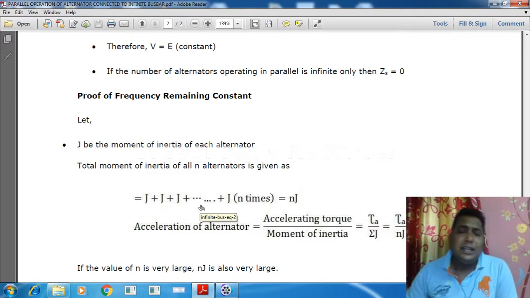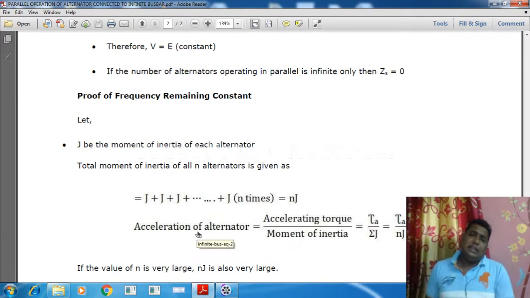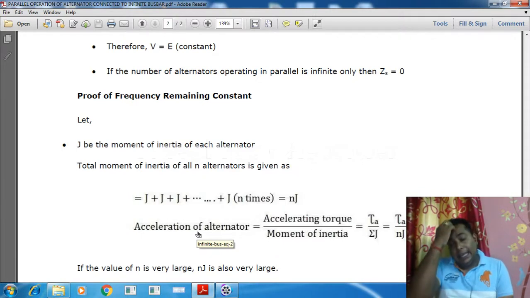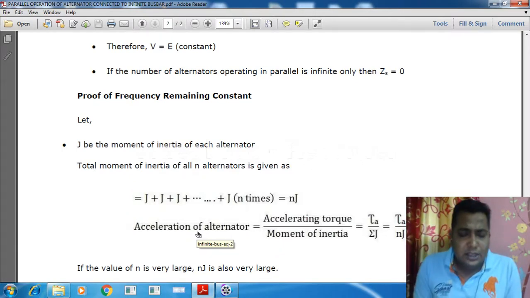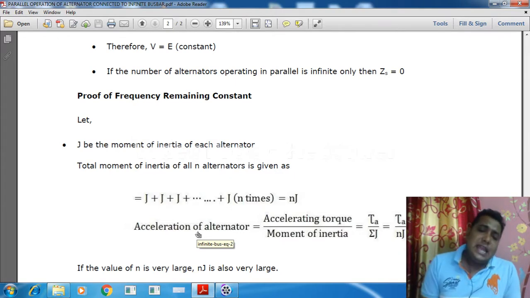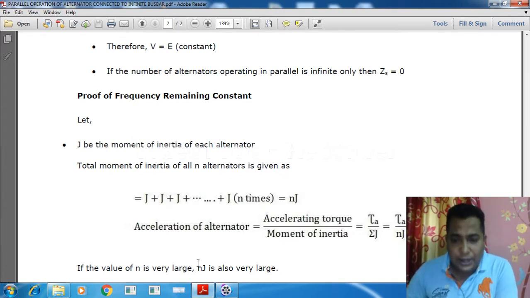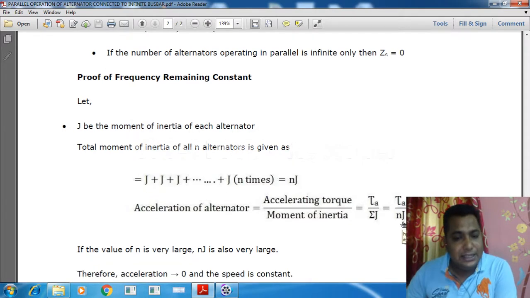Now the acceleration of the alternator. What is the formula for acceleration of the alternator? That is given by accelerating torque divided by moment of inertia. The accelerating torque is given by tau A, divided by the moment of inertia. For each alternator, the moment of inertia is J, so if we are considering n numbers of alternators, then the moment of inertia is nJ. So this is the expression: tau A by nJ.